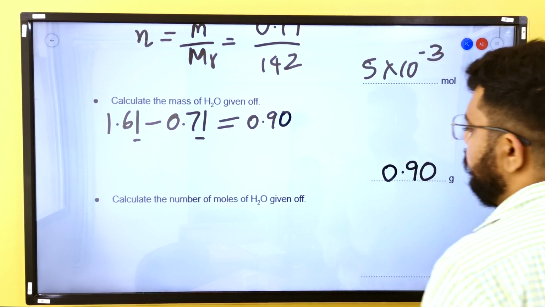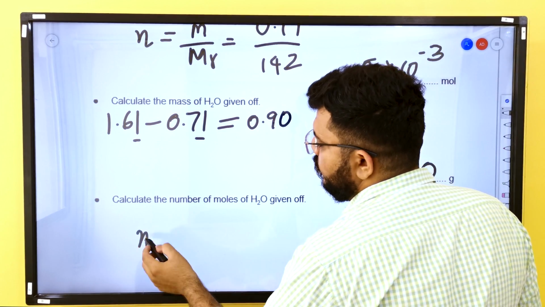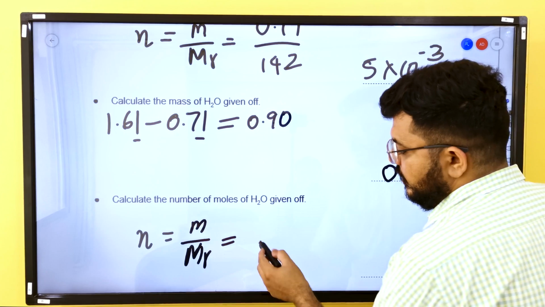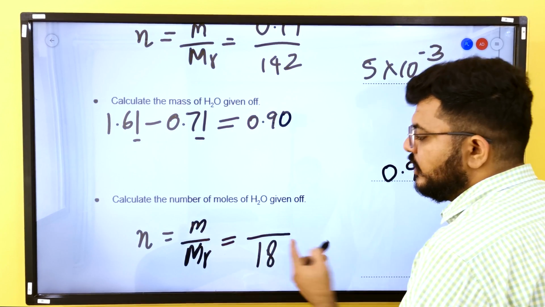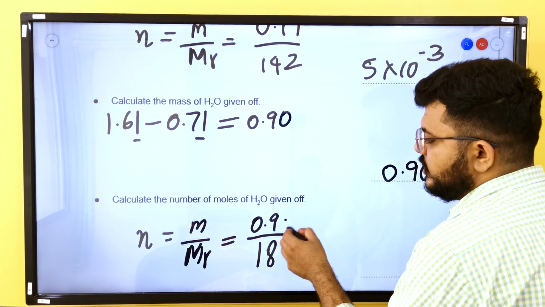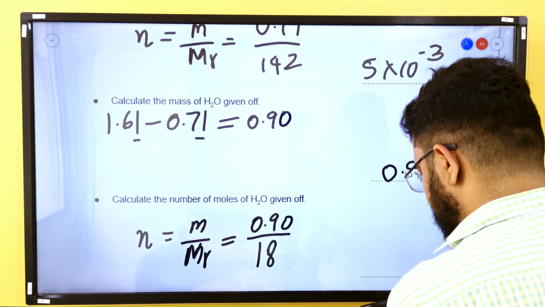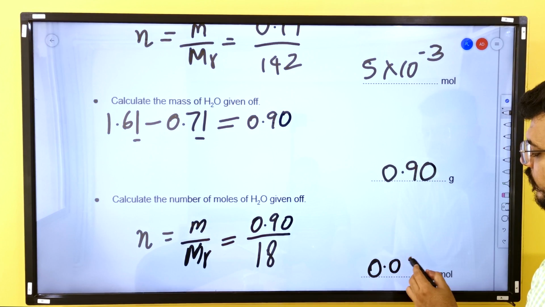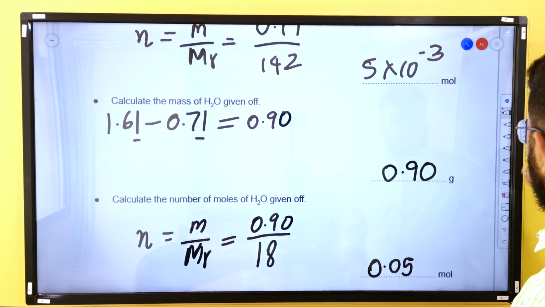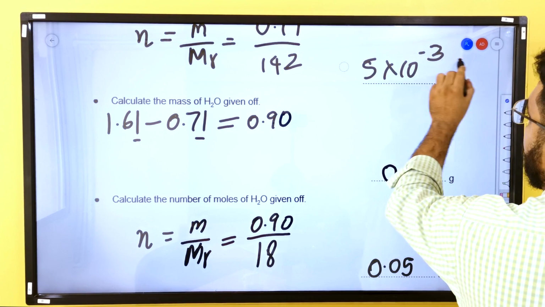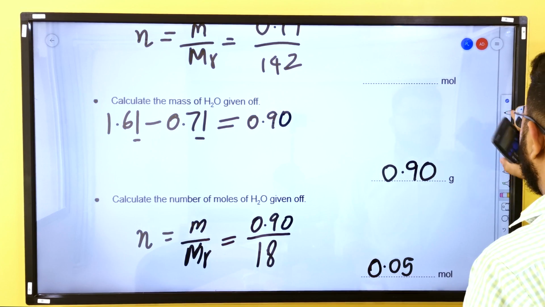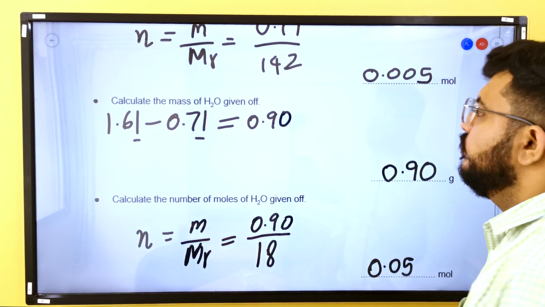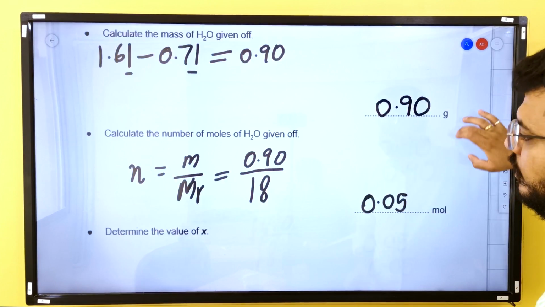Calculate the number of moles of H2O given off. So again, number of moles is measured mass upon relative molecular mass. We have been given that the relative molecular mass of water is 18 and the measured mass is 0.90. So dividing that, our answer is 0.05. For comparison, we are going to finally compare it, so let me change this also to decimals. 0.005 is equal to 5 into 10 to the power minus 3.